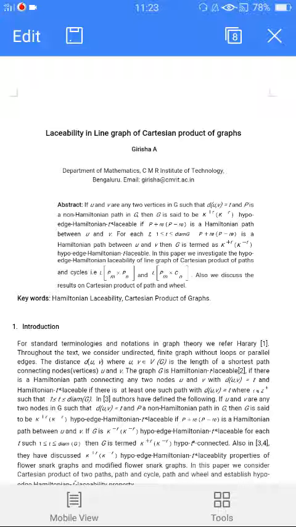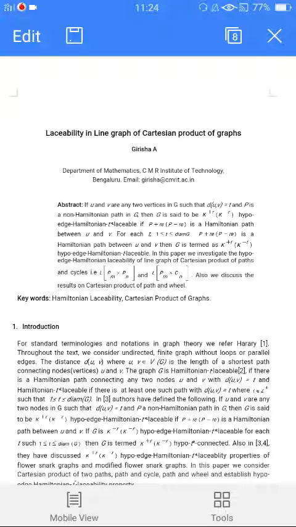a positive integer, and P is a non-Hamiltonian path in G, then G is said to be k plus r or k minus r hypoedge Hamiltonian t-star laceable if it satisfies the following property. That property is P plus Re or P minus Re. What is P plus Re? Path plus r into number of edges. The path length should be P plus Re, and path length is P minus Re, is a Hamiltonian path from u to v. The limitation for this t is 1 to the diameter of G.